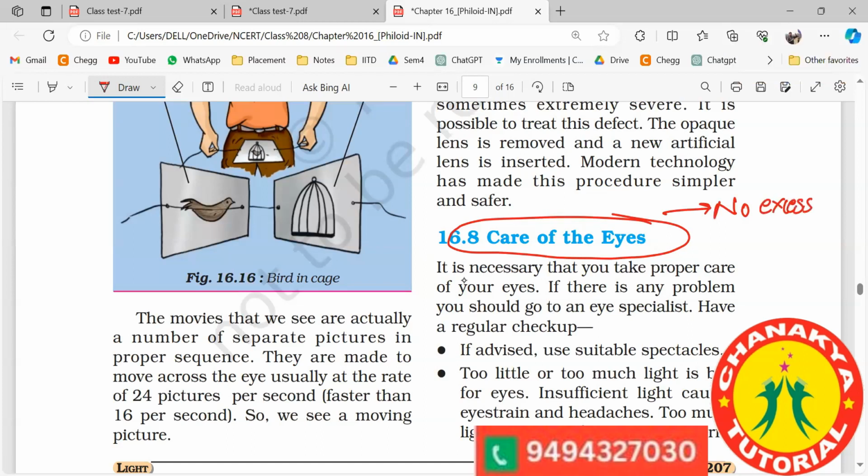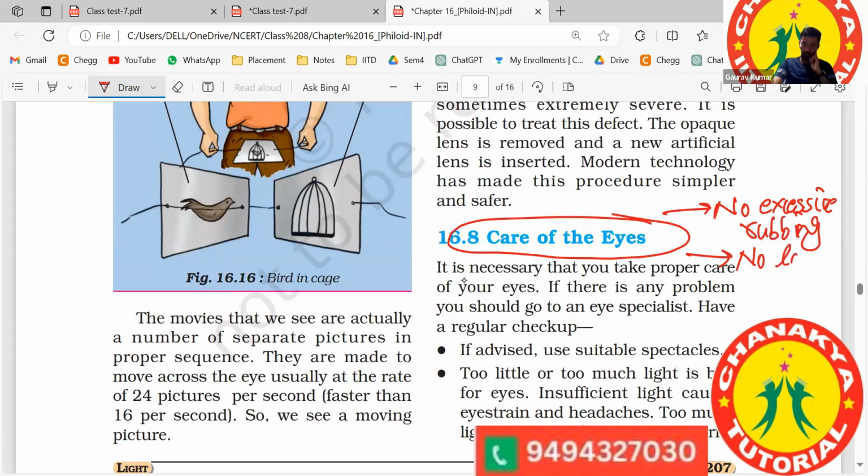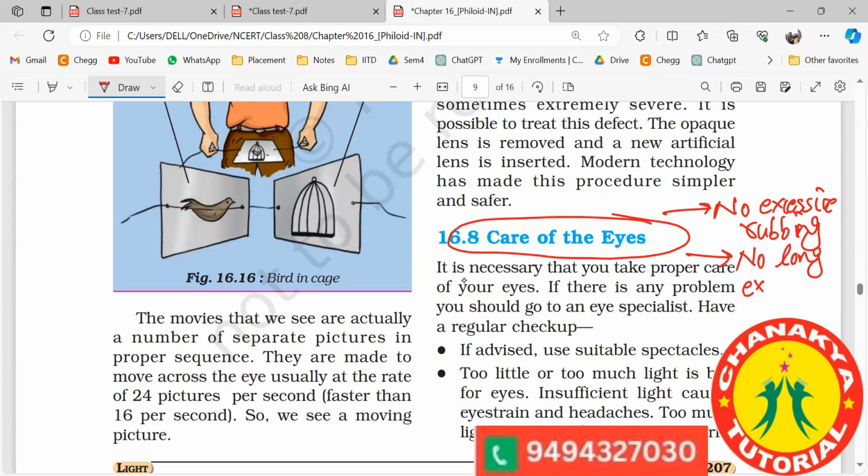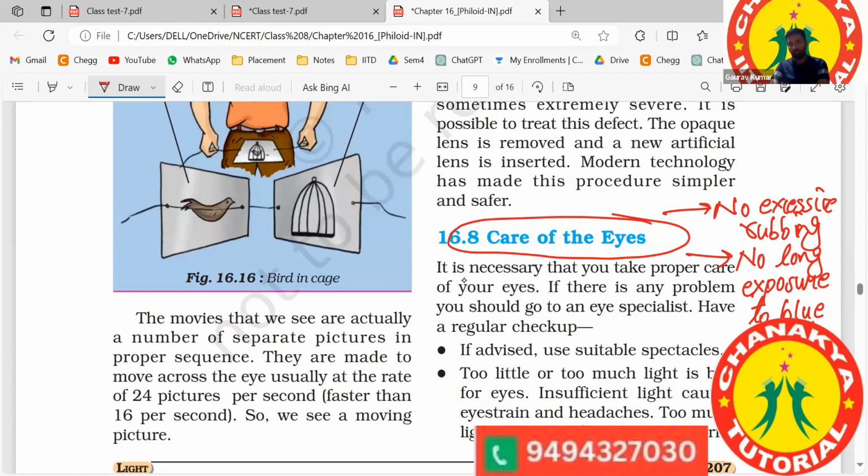We should not look at light or laser directly. We should not sit anywhere where there is lots of dust, otherwise it can irritate our eyes. We shouldn't read when there is dim light. Correct. Very good.